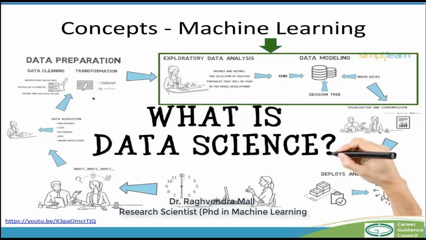you start the exploratory data analysis part, where you define the selection of feature variables that you will use to build your model. Then you do the modeling, using methods developed by people, to differentiate a positive tweet from a negative tweet, for example. Once you have done that, you visualize your results. These parts are generally not part of the machine learning cycle. The primary parts of the machine learning cycle are the exploratory data analysis and the data modeling. These are the two primary components.